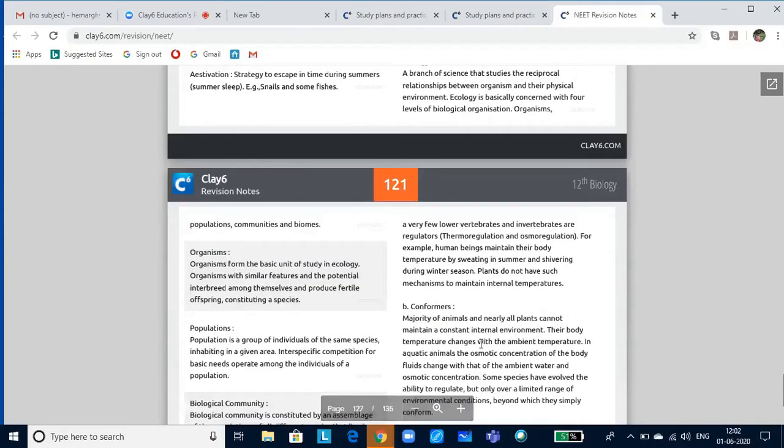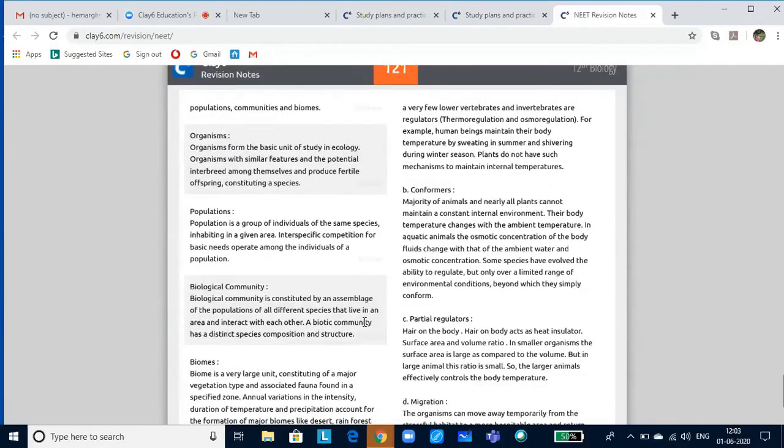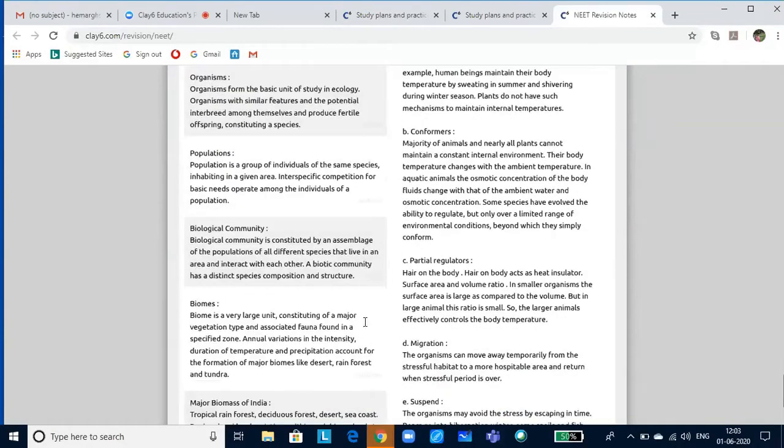Now let us look at organisms and the environment. So you know what organisms are. Organisms form the basic unit of study in ecology. Organisms with similar features and potential will interbreed amongst themselves and produce fertile young ones, and these together are termed as the species. Now, a population is a group of the same species inhabiting a given area. Intraspecific competition will be seen for basic needs among the individuals of a population.